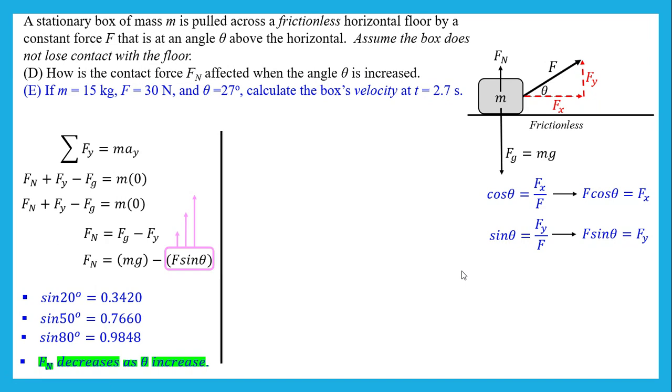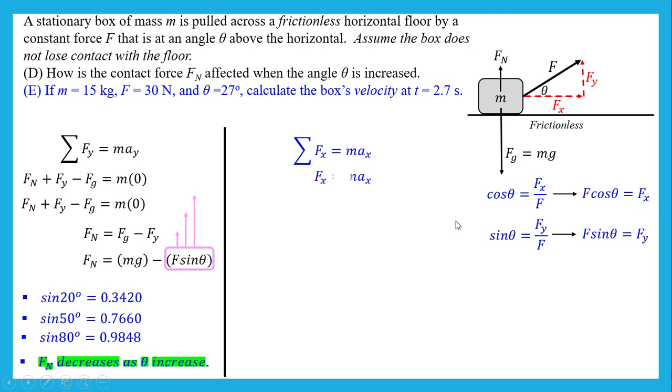All right, let's do part E. It says here, if the mass is 15 kilograms and the applied force is 30 and the angle is 27, calculate the box's velocity at 2.7 seconds. Not too bad. In order to find the velocity, we need to find the acceleration. And as I stated earlier, the only acceleration that exists for this problem is in the horizontal direction, okay? Therefore, we can just expand sigma fx. For this particular diagram, it's only one component, which is f of x, which is equal to max.